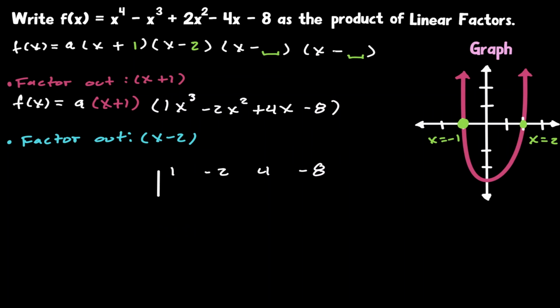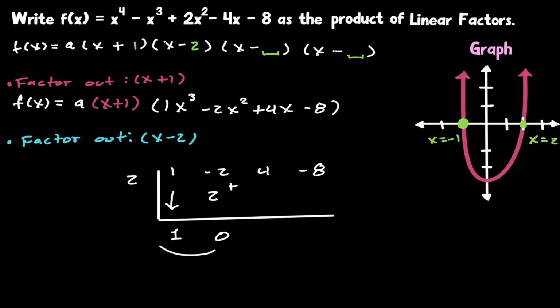And now let's do our upside down box. And then on the outside, if we want to factor out x minus 2, let's put a 2 outside for synthetic division. Now let's perform synthetic division. Let's start by bringing down the first value, which is 1. The outsides, let's multiply them. That's equivalent to 2. Let's write that down here. Let's combine. That is 0.